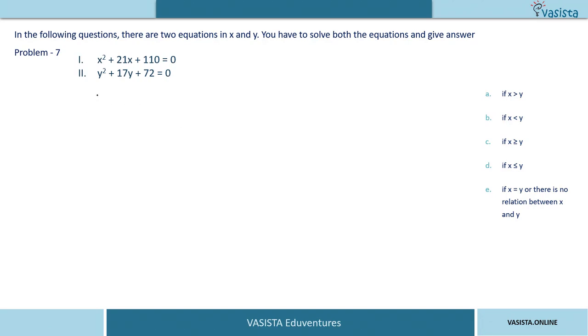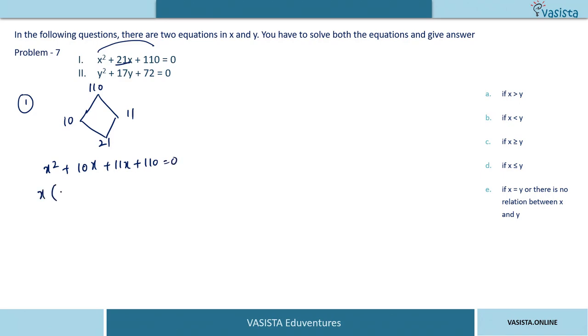So here, the same way, you go to the equation first. X square: when you multiply you should get 110, when you add you should get 21. So we can go this way: that is 10 into 11. 10 11s are 110 and 10 plus 11 is 21. So what happens here? x² + 10x + 11x + 110 = 0.